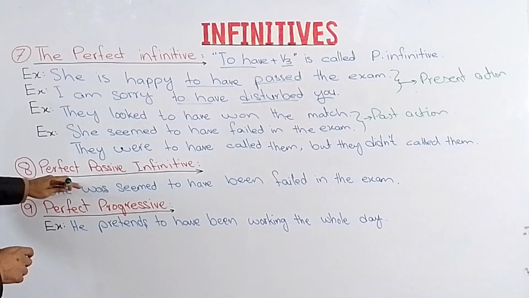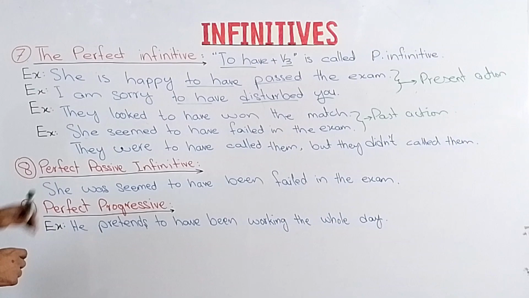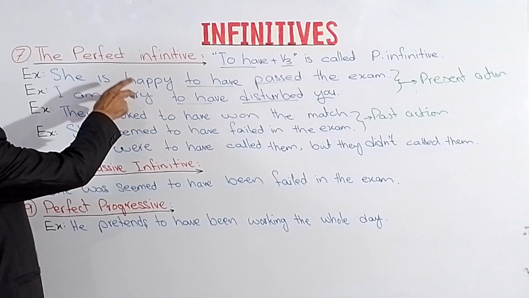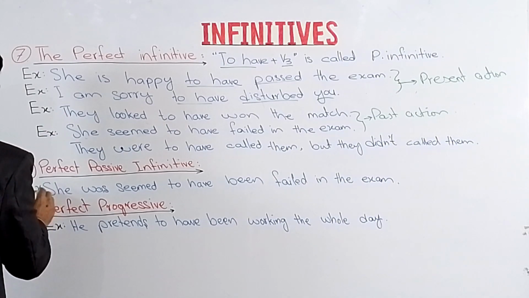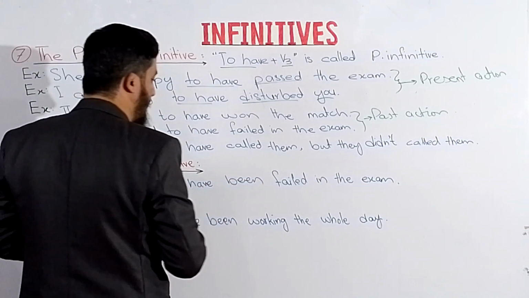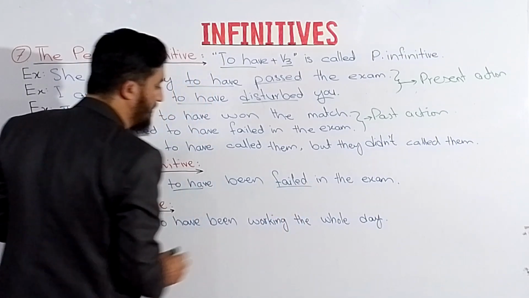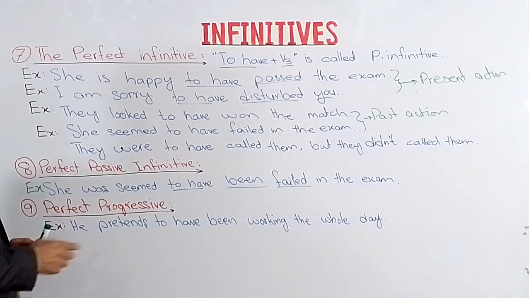Then we have the next type. It says that perfect passive infinitive. So the eighth type is perfect passive infinitive. It is the passive form of the perfect infinitive. Like for example, she was seemed to have been failed in the exam. हम to have और third form of the verb के बीच में been का इजाफा करते हैं, so that becomes the passive form.